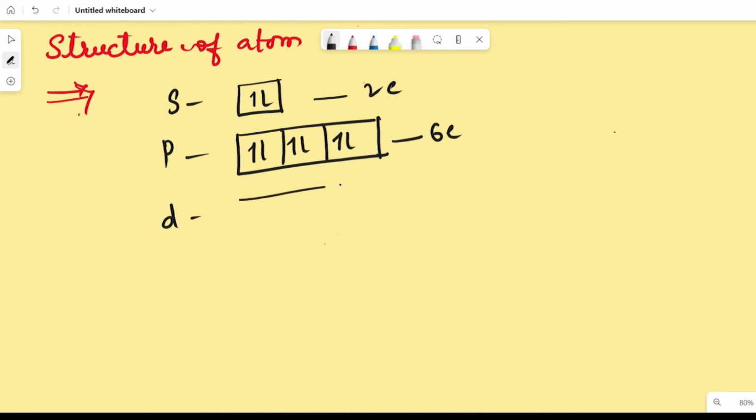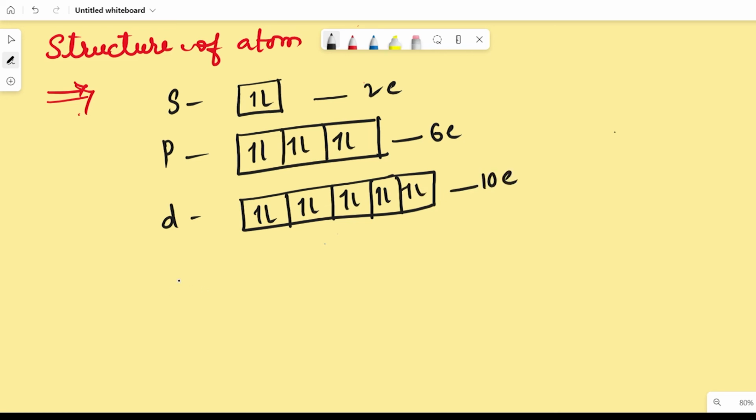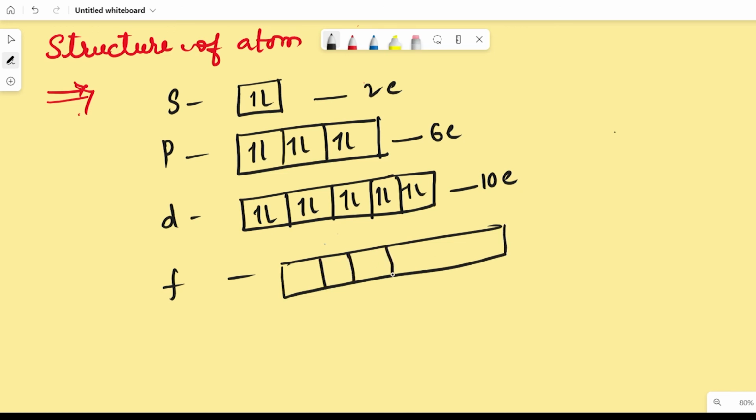For the d orbital, d is split into 5, so 2, 4, 6, 8 and 10. Totally 10 electrons. For the f orbital, there are 7 orbitals: 2, 4, 6, 8, 10, 12, 14. So totally 14 electrons. Which means the s orbital can hold only 2 electrons, the p orbital a maximum of 6, the d orbital 10, and the f orbital 14.